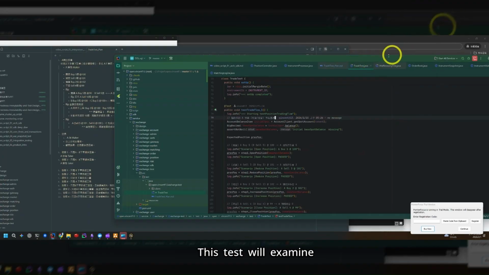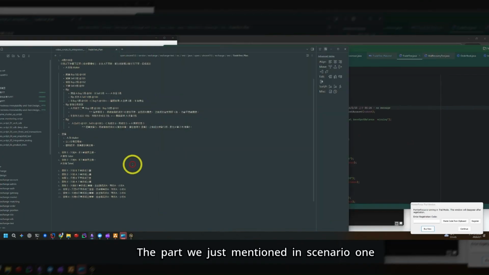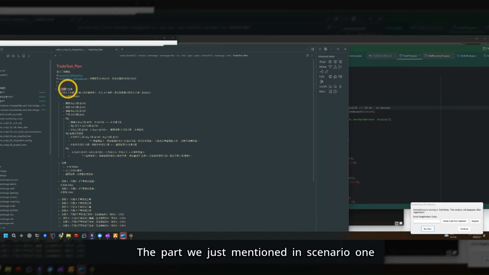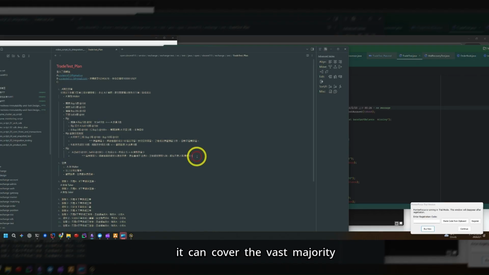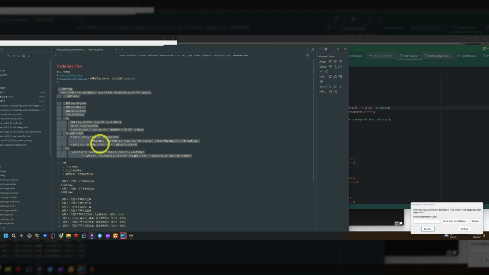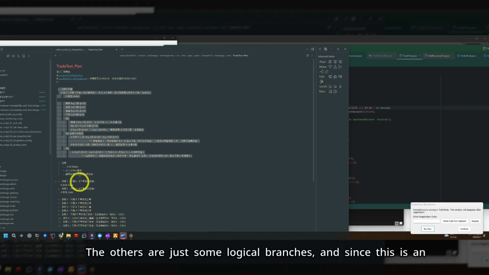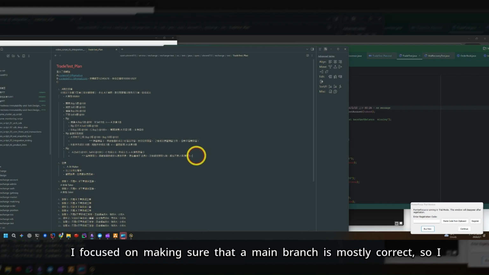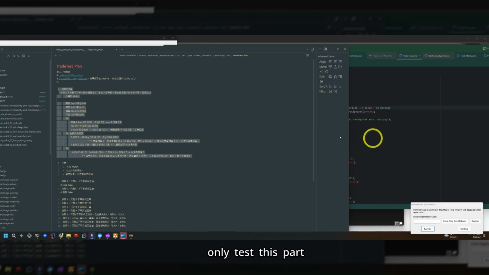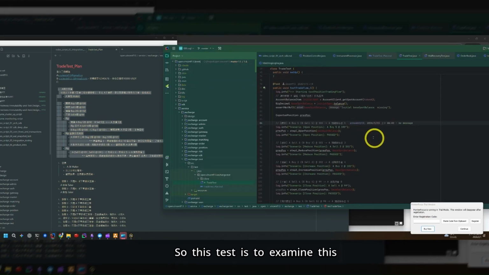This test will examine the part we just mentioned in scenario 1. I just did scenario 1 because once I complete scenario 1, it can cover the vast majority. The others are just some logical branches. And since this is an open source project, I didn't do them. I focused on making sure that a main branch is mostly correct. So I only test this part. So this test is to examine this.